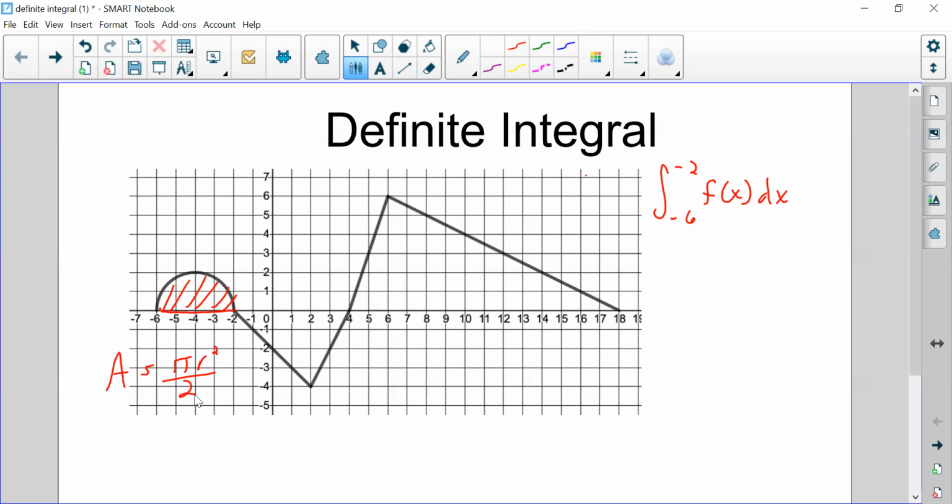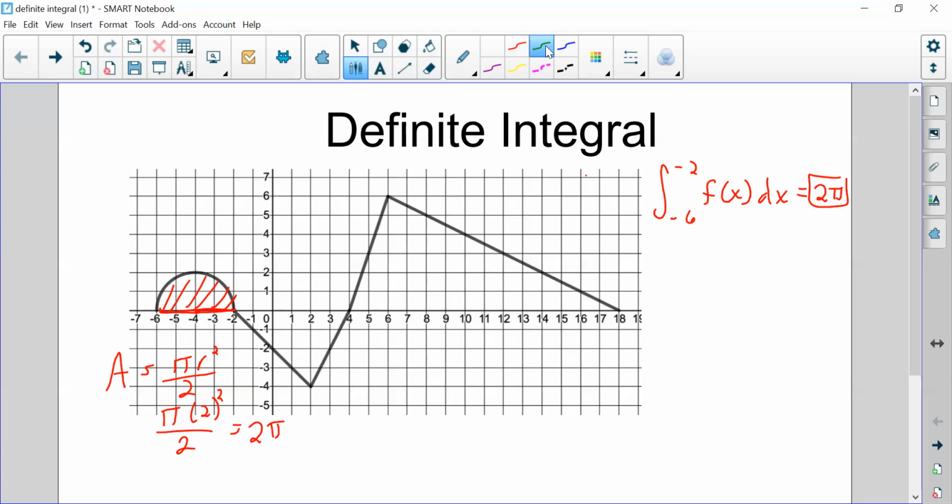What's our radius here? 2. Because I know my diameter is 4, so that means the radius has to be half of that, which is 2. And what will that simplify down to? In terms of pi, 4 pi over 2, which simplifies down to 2 pi. Is that positive area or negative area? Positive. So that's my answer. I figured out my first integral, and that is the exact area under that curve. No overestimate, no underestimate. It is the exact area, which is 2 pi.